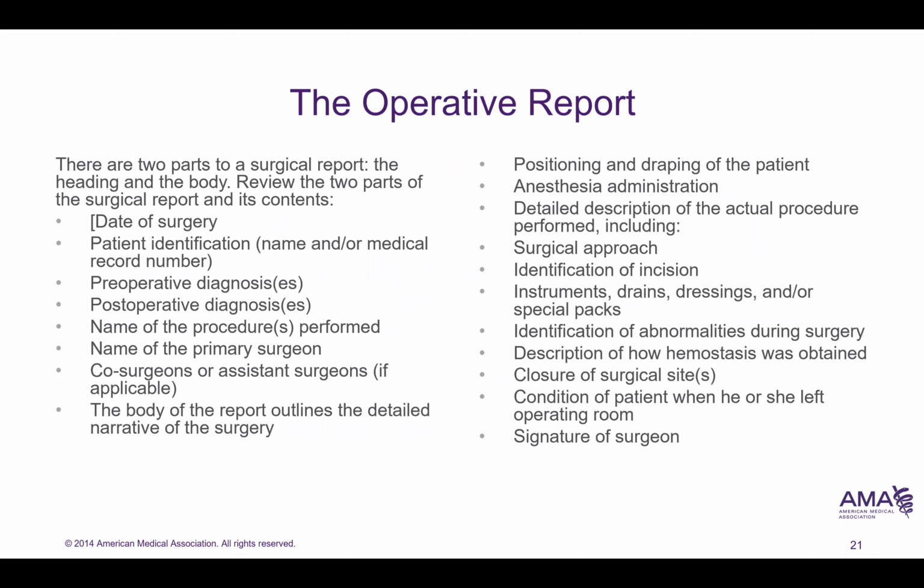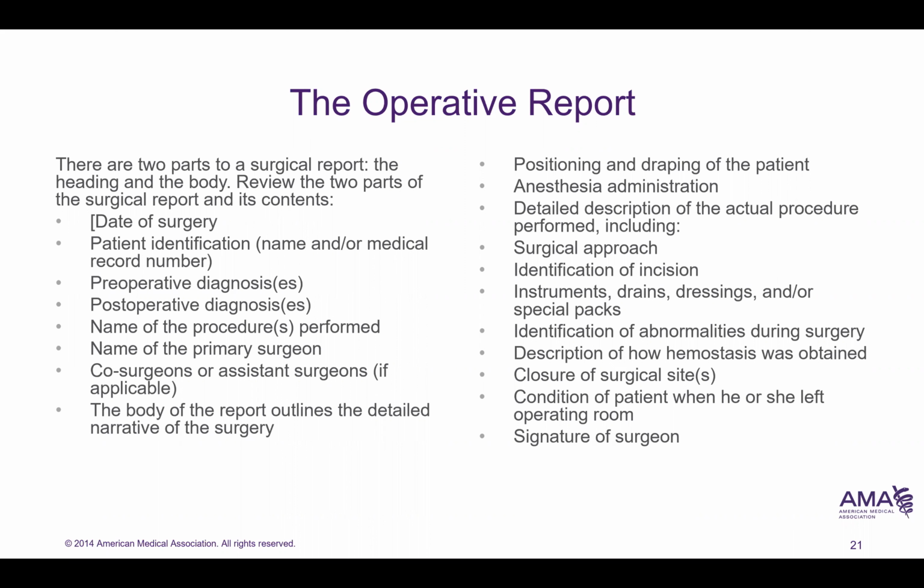And there are two different parts to it, right? So you have the heading and all the other types of things, the more administrative things: the date of surgery, the patient ID, preoperative diagnosis, postoperative diagnosis, which may or may not be the same. What's the name of the procedure, the name of the primary surgeon, and then very important, the co-surgeons or assistant surgeons. Many types of surgeries, cases as the surgeons call them, require co-surgeons or assistant surgeons.